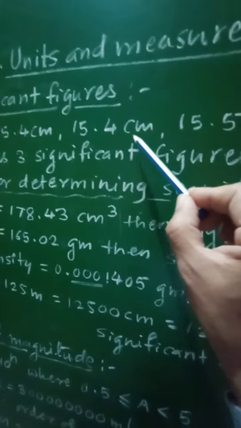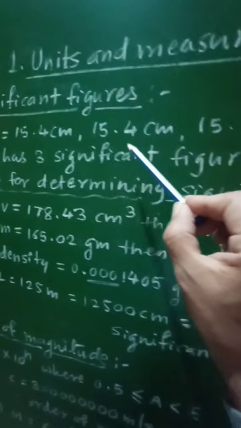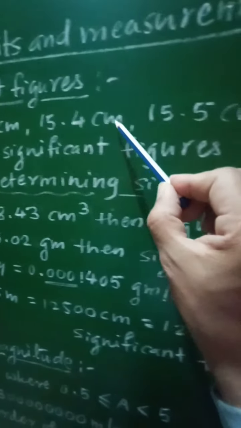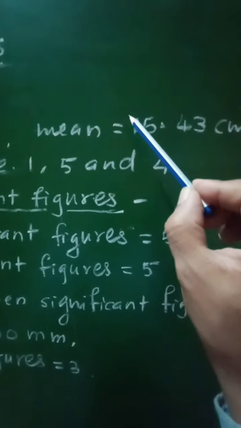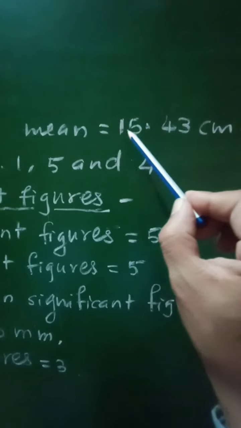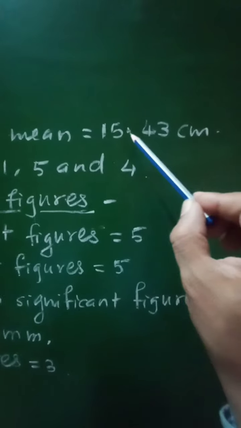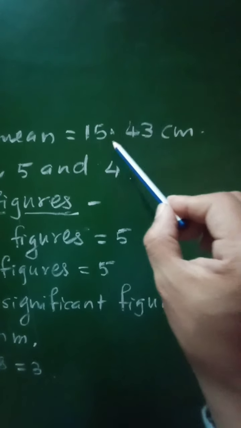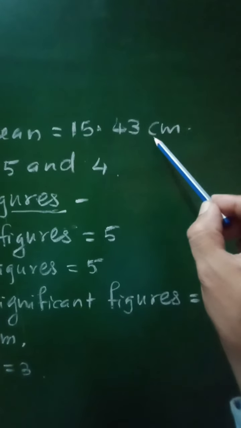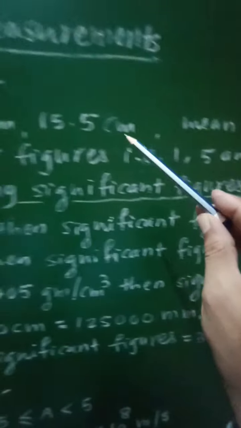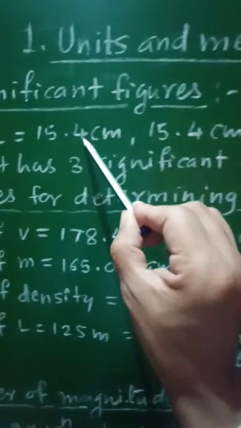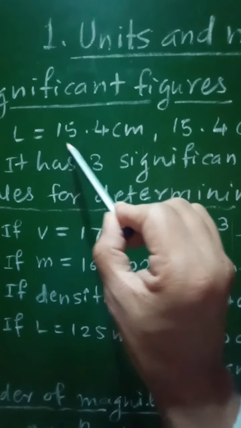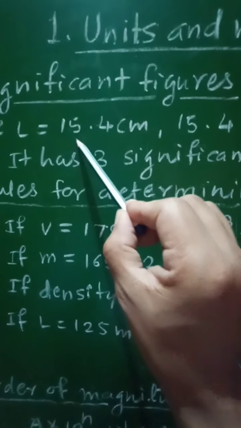Then in order to find the significant figures, first of all we have to find the most probable value, that is the arithmetic mean of all three readings. The mean value for these three readings comes out to be 15.43 centimeter. Now if we observe these readings, in all three readings there is 15, that is, these first two digits are certain.